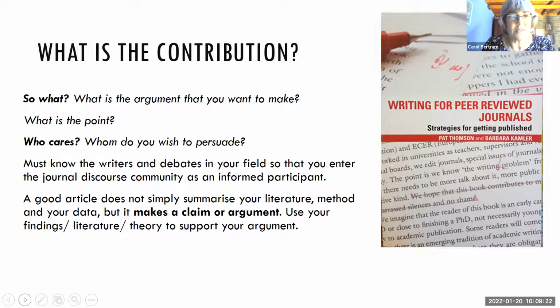So again, just to reiterate, it's not just a summary of your study. And I think this is often particularly key for PhD students. What I see as an editor, often people try to summarize their whole PhD and make it a little mini thesis in 8,000 words and end up just following the structure of a thesis. And really a journal article is something completely different. It's really about starting with this claim or this argument and then using the findings, literature, and theory to support the argument.